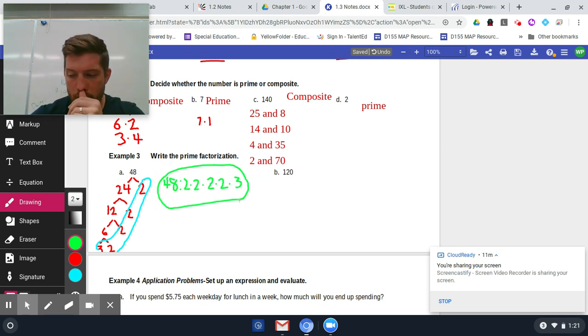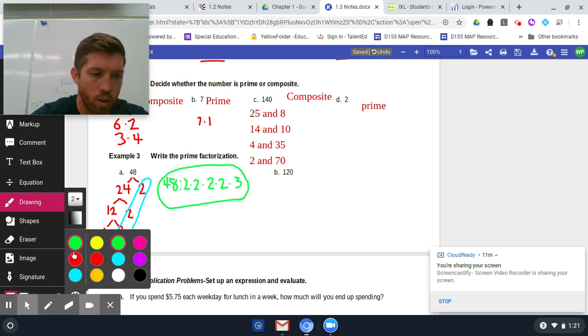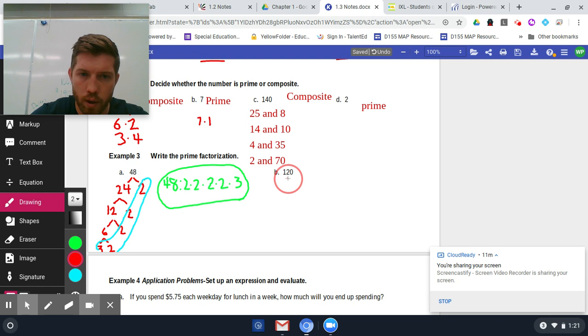All right, now the same thing we're going to do with 120. So let's break that guy down. Go back to red, 120. It ends in a 0, so most likely a 5 or a 10 or a 25 is going to go into it. We can do 10. Okay, 10 is a nice one to start with. I know 10 times 10 is 100, so 10 times 12 is 120. Okay, and then 10 breaks down into 5 and 2.